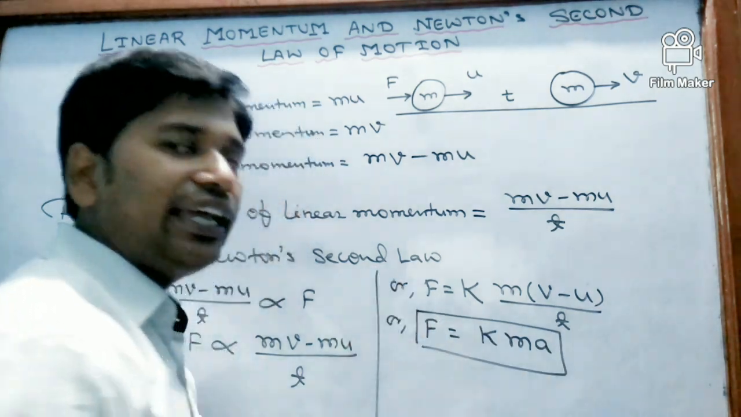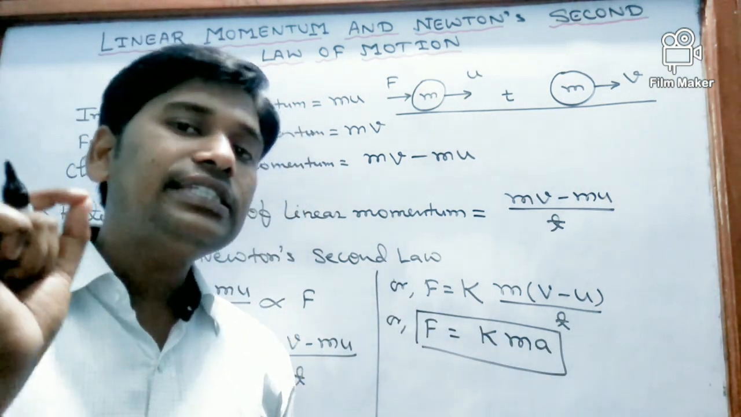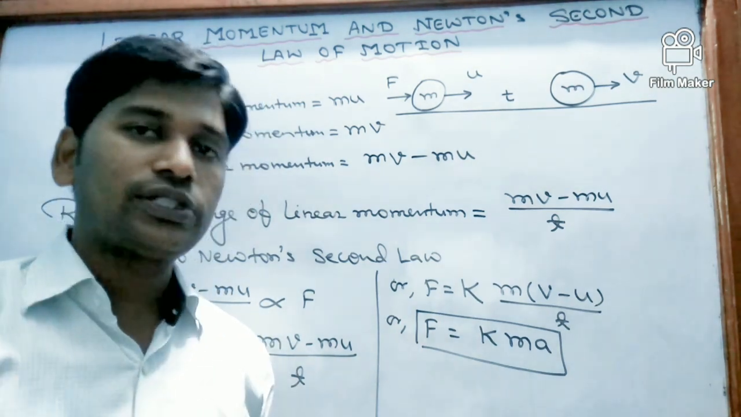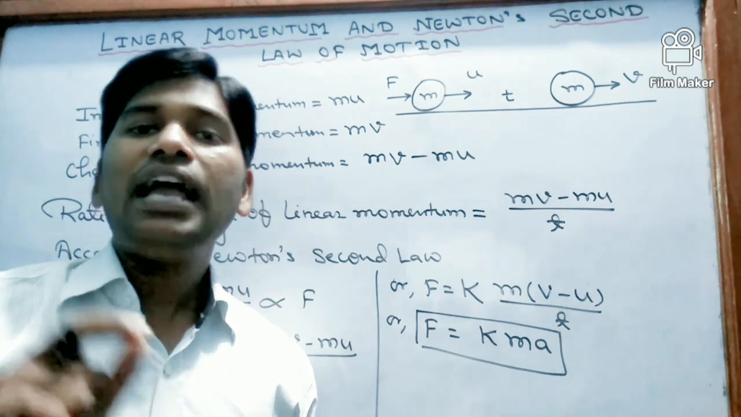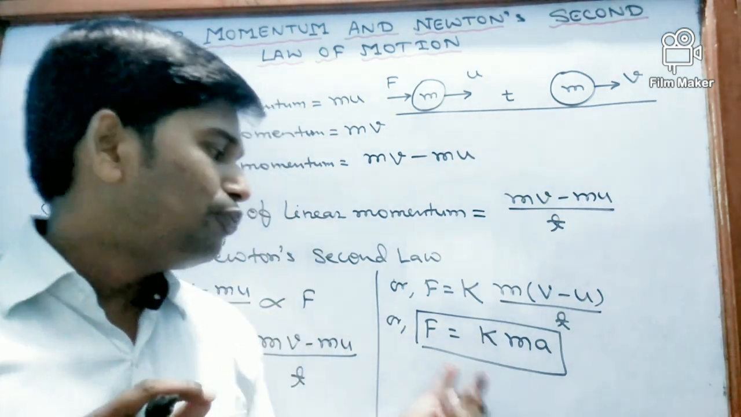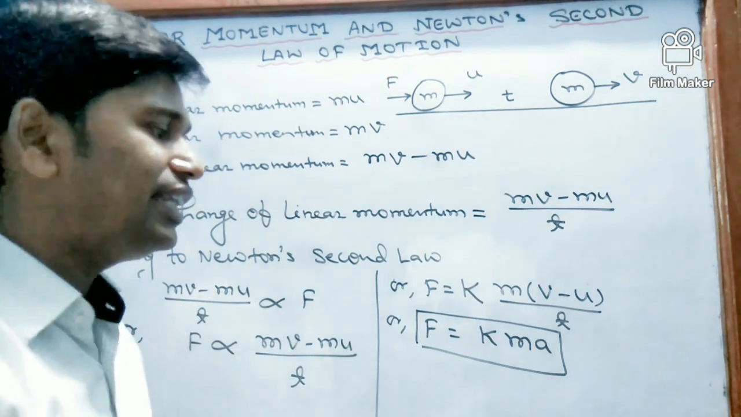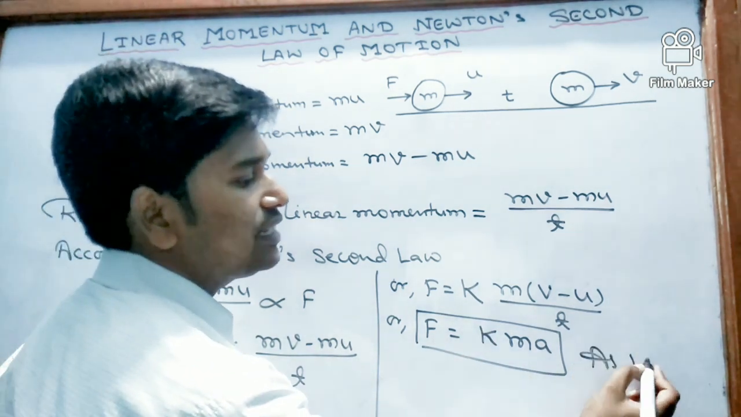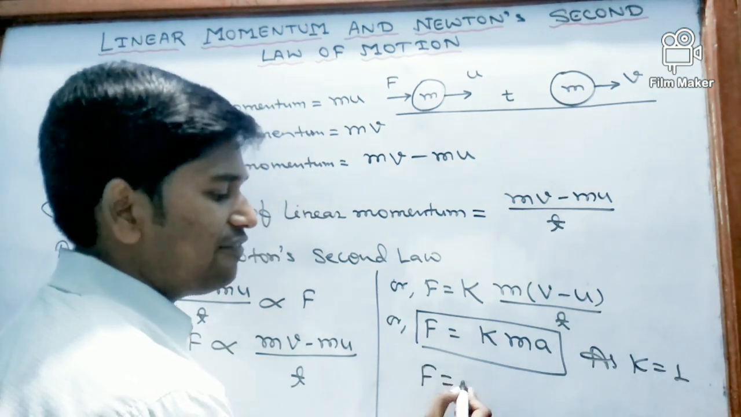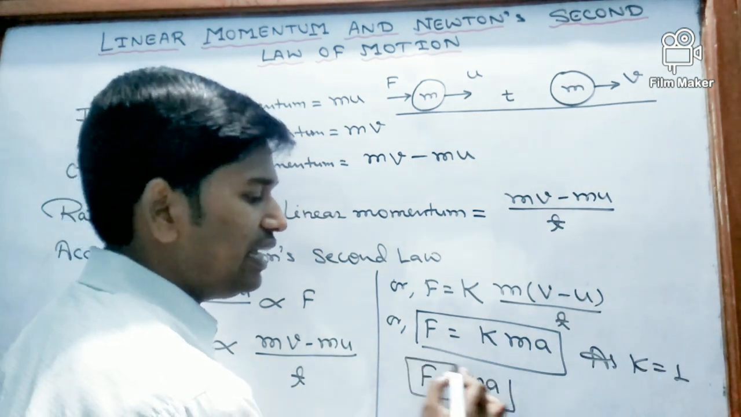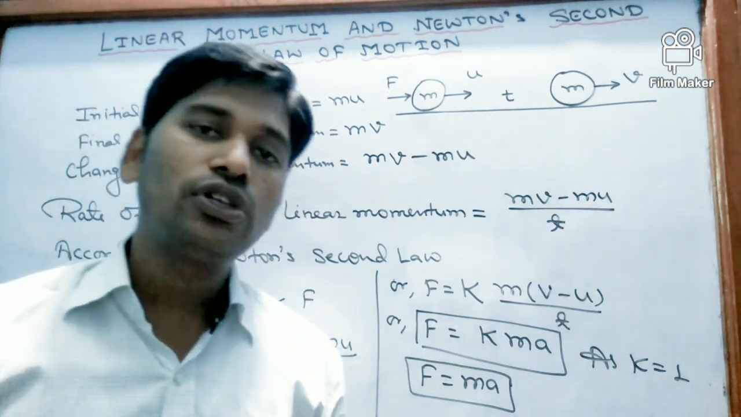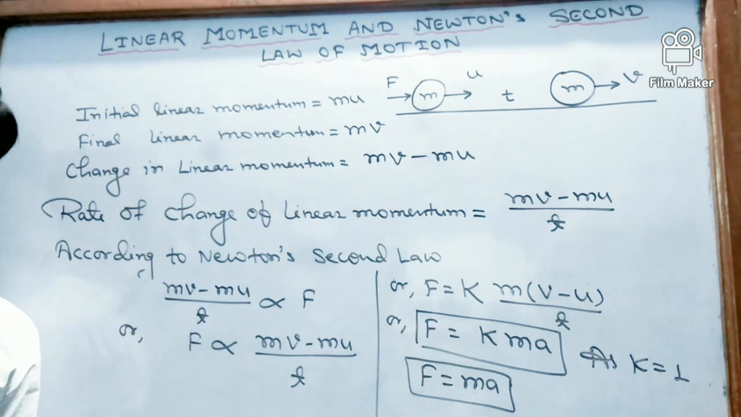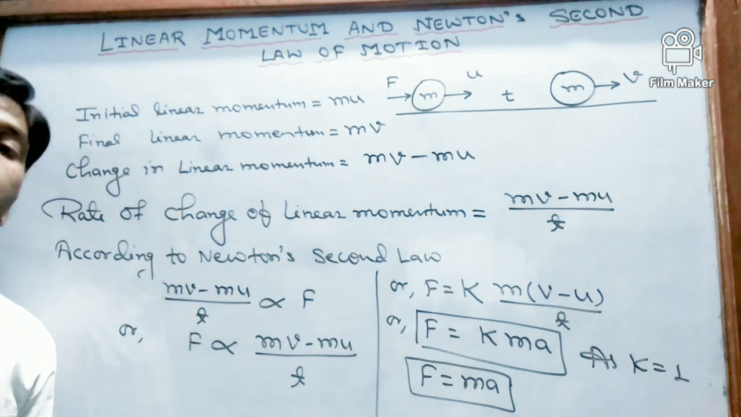The value of k depends on the system of unit used to measure the force. In CGS system and in SI system, the force is measured in such a way that we always get the value of k as 1. So as k is equal to 1, we can write F is equal to ma. This is the measurement of force, and we obtain an expression for force from Newton's second law of motion.